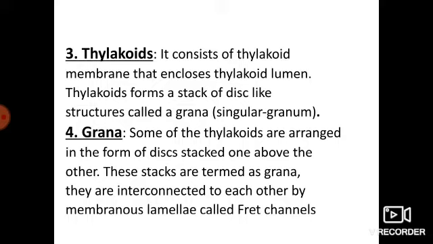The fourth part is grana. Some of the thylakoids are arranged in the form of discs stacked one above the other. These stacks are termed as grana. They are interconnected to each other by membranous lamellae called Fret channels. These Fret channels are otherwise called intergrana or stromal lamella, because these lamellae are present in the stroma, so it is called stromal lamella also.